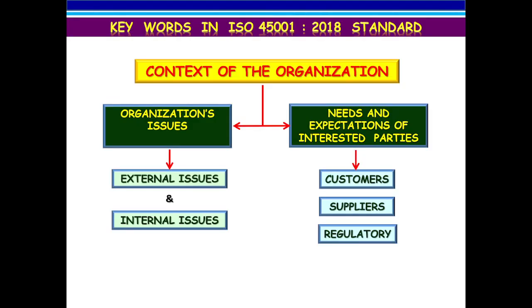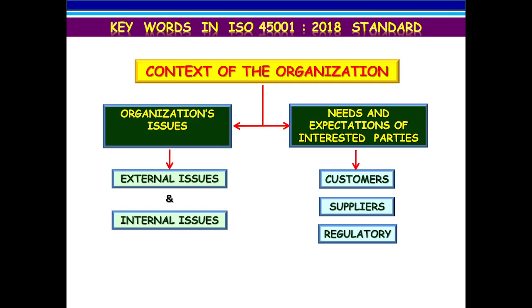Now let's see some of the keywords in ISO 45001. First is context of the organization. First, we must know our organization vision and mission and values and the purpose of our business. Then identify the organizational issues and needs and requirements of interested parties of the organization in reference to occupational safety.